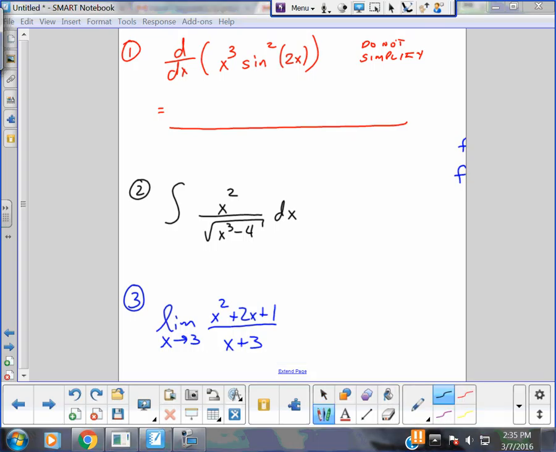So, on the first one, you have to see it's a product rule. I said do not simplify.